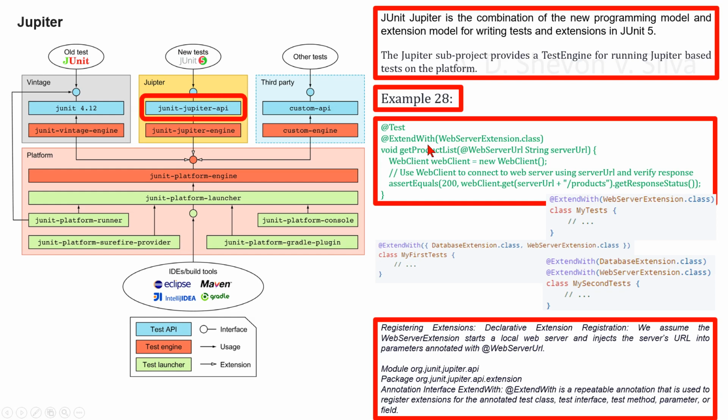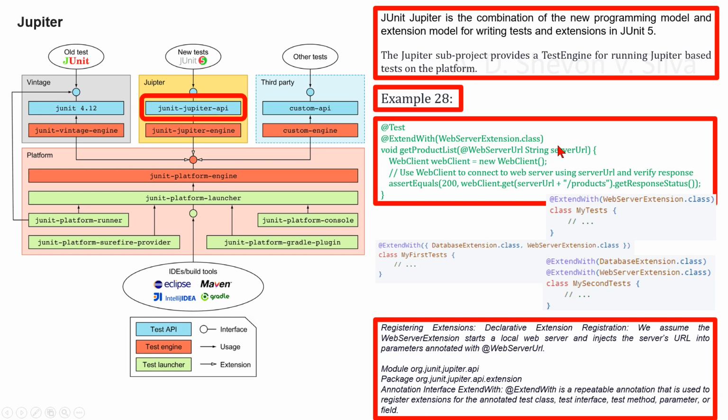Developers can register one or more extensions declaratively by annotating a test interface, test class, test method, or custom composed annotation with @ExtendWith, and supplying the class references for the extensions to register. As of JUnit Jupiter 5.8, @ExtendWith may also be declared on fields or on parameters in test class constructors, in test methods, and in @BeforeAll, @AfterAll, @BeforeEach, and @AfterEach lifecycle methods.